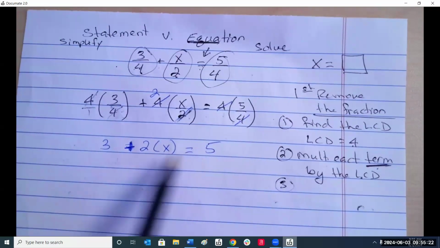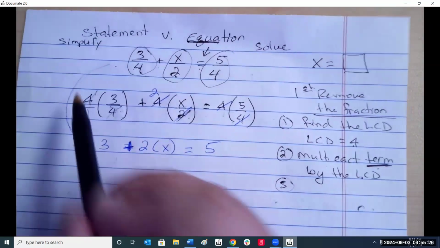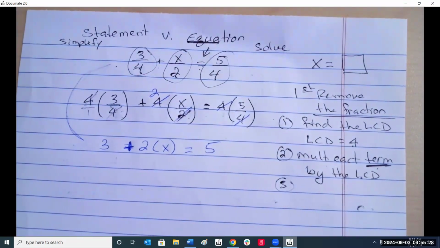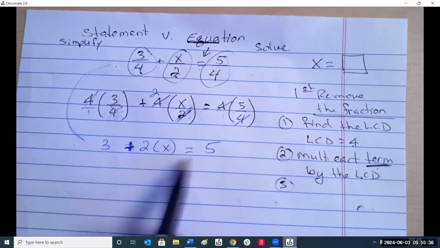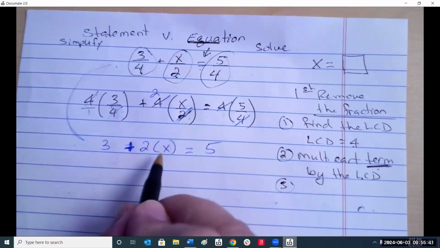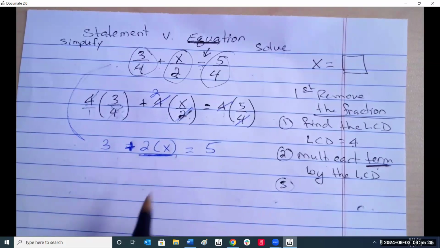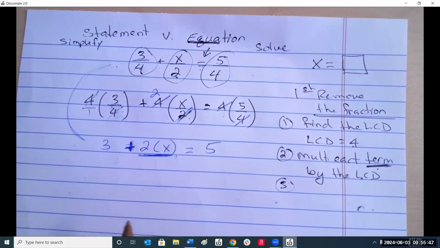Is this pretty easy looking now? These two are exactly the same question. I just made it look easier by getting rid of the fractions, by finding the LCD and multiplying each term. Now, how would you solve this one? Yeah. Because we're looking for x. Get rid of everything that's not x.